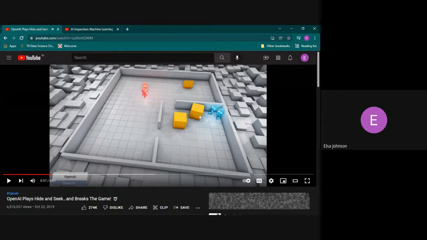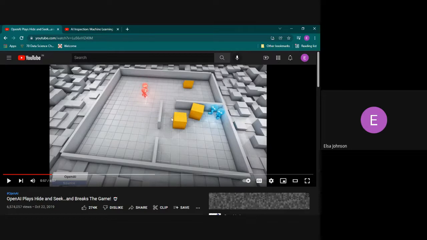Okay, what it says is that there are two teams, hiders and seekers. The red one is the seeker, the blue ones are the hiders. This is a game. OpenAI plays this game. So they have given two different boxes, and there is another pointed box which can be picked up. So you can just see the video on how they are trying to do it.